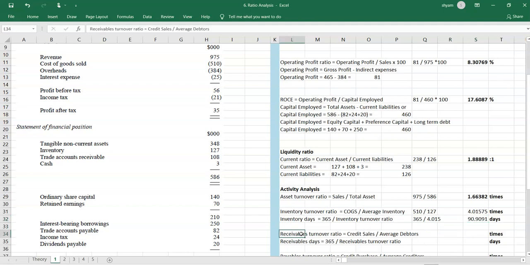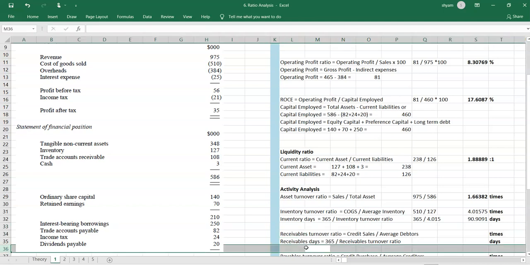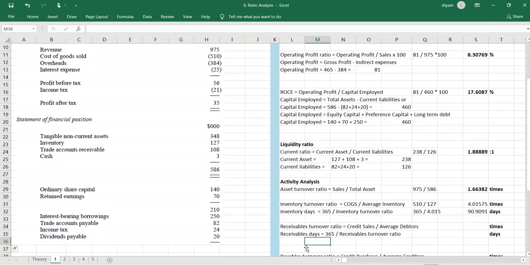So we'll go to the receivables. In receivables we have credit sales, but no credit sales is given. So what you can do is put a note, okay, assuming all sales to be credit sales. You can note it like that, and then we could do it.